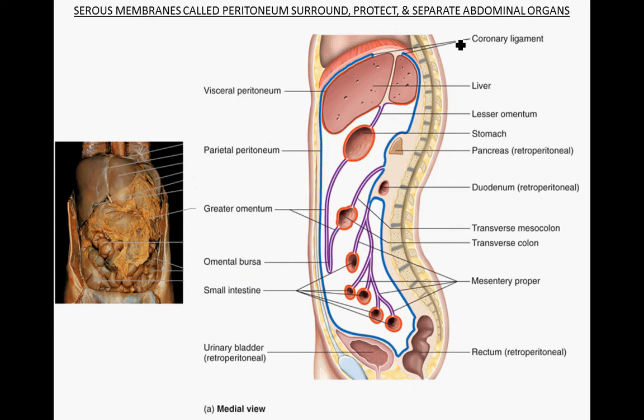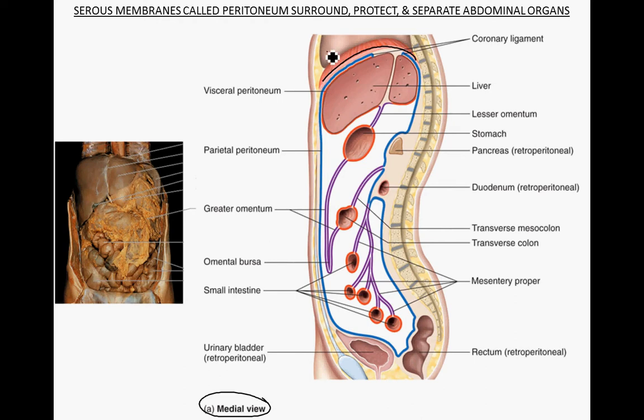So let's now talk about that peritoneum a little bit more. This is a sagittal section and a medial view of a sagittal section. And so you'd be looking from the inside out. And let's identify what we can see here. Well, here's the diaphragm up top, and then this would be lung and the thoracic cavity.